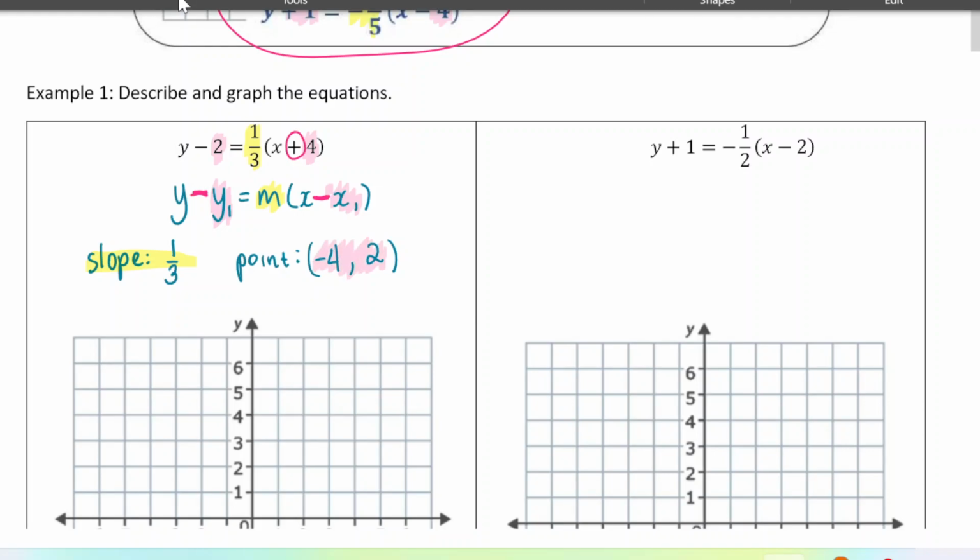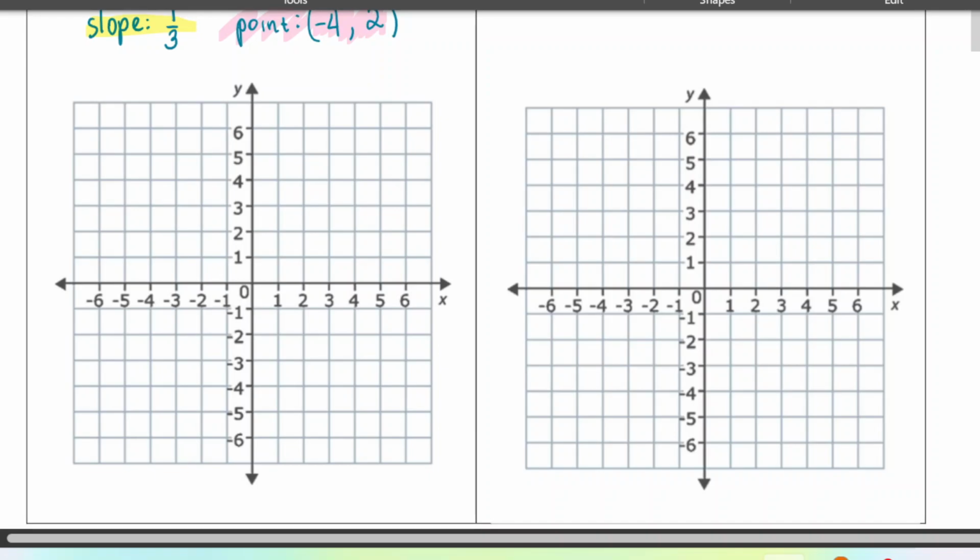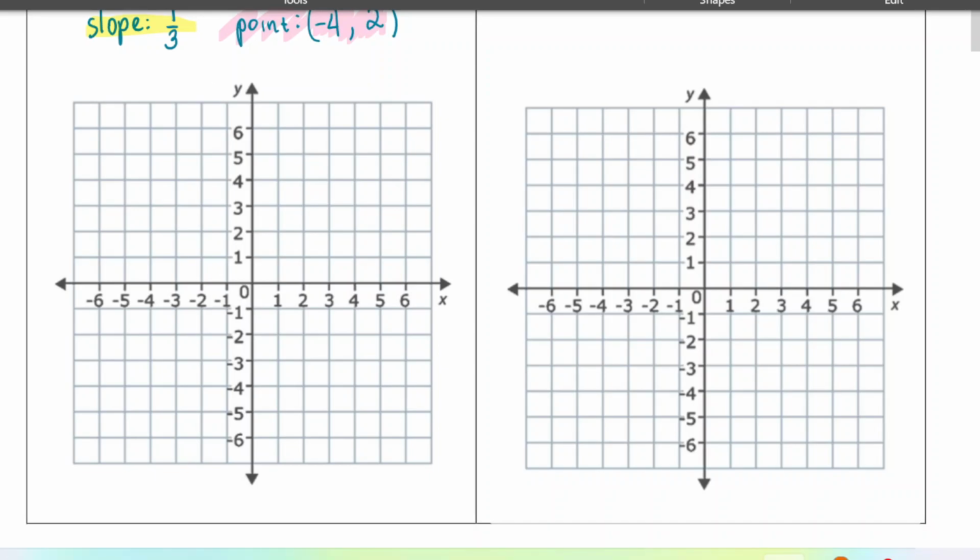Okay, so let's go ahead and graph this, and you want to start with the point and then count out the slope. So we're going to start by graphing that point. (-4, 2) is right here. I'm just going to label it. You don't need to label it, but just doing that for clarity. And then we're going to count out our slope. So we're going to count 1 up and 3 to the right.